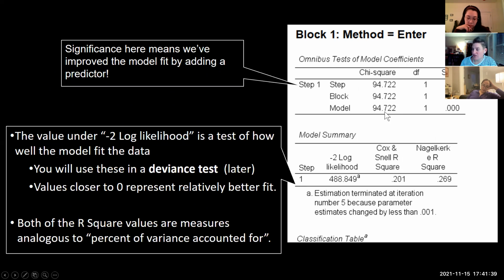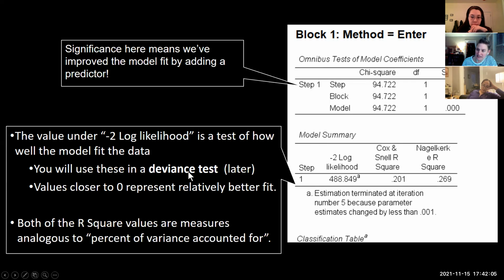A significant value of the chi-squared here means we've done a good job improving our model fit by adding this or these predictors to the model. So here, by adding which university that attendees are employed at, sorry for that grammar, by adding employer, we've done a better job at predicting whether the person has tenure or not.